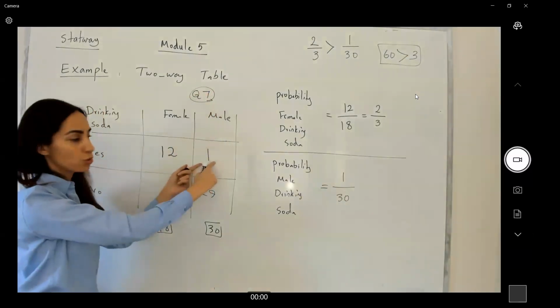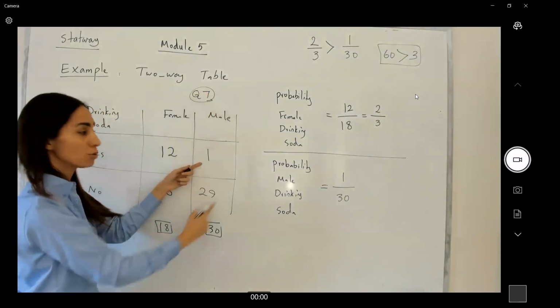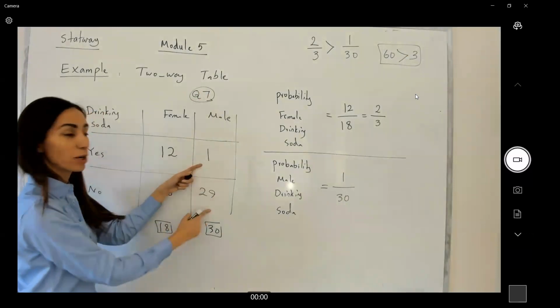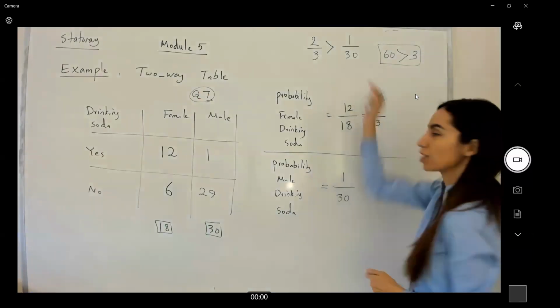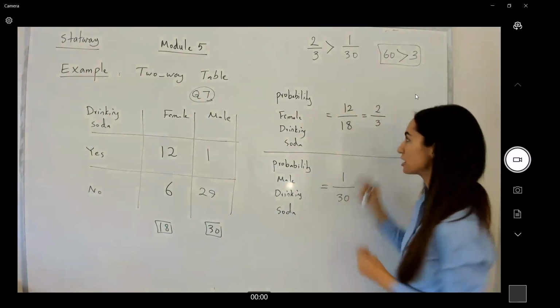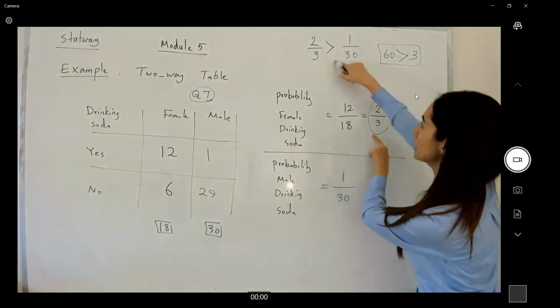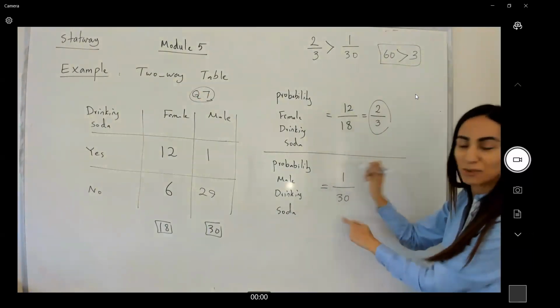You can choose 2 and 28, 3 and 27, 4 and 26, and so on. Just make sure this relation works. The first fraction is greater than the second fraction.